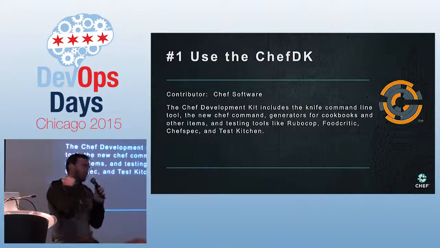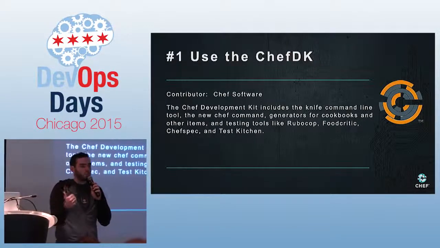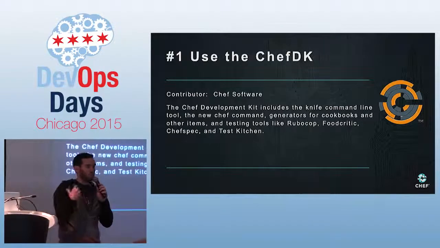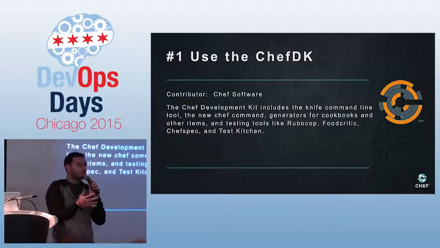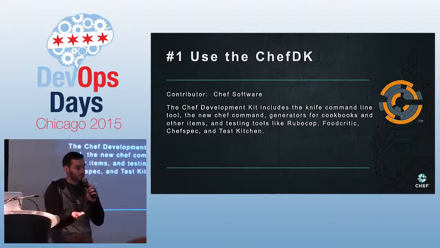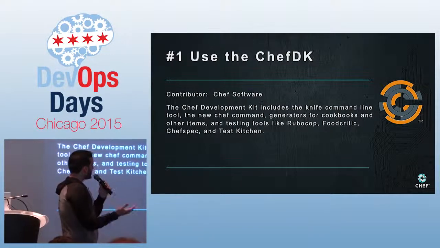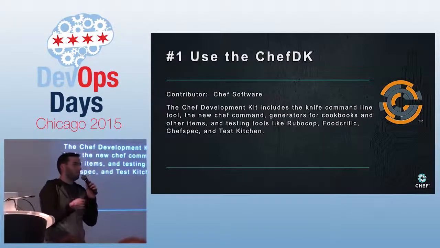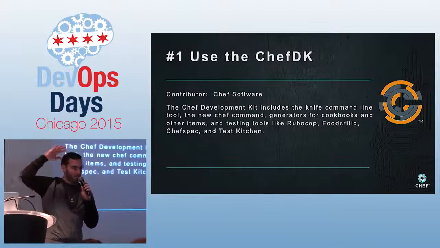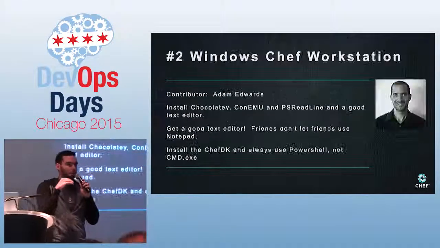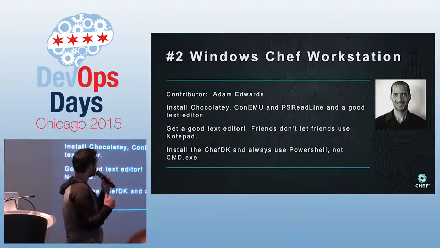So the first one is use the Chef DK. The Chef DK is an all-in-one bundle that you can install on your workstation to get started using Chef. It runs on pretty much every desktop operating system under the sun. And what it does is it avoids what I like to call the bundle file from hell. So if you've ever tried to set up a workstation, you know you have like a gem file that's like 1,000,000 lines long, and at least 50 of those cause unhappiness.